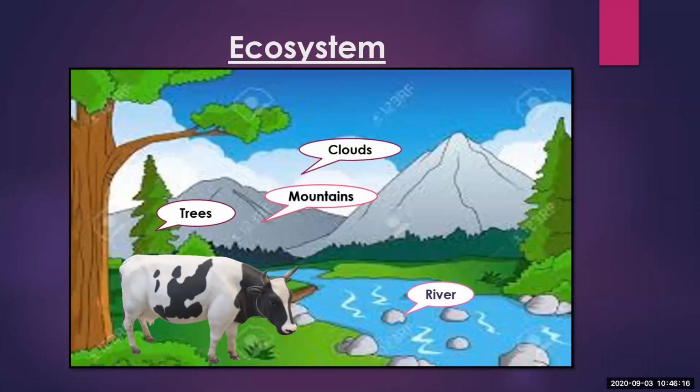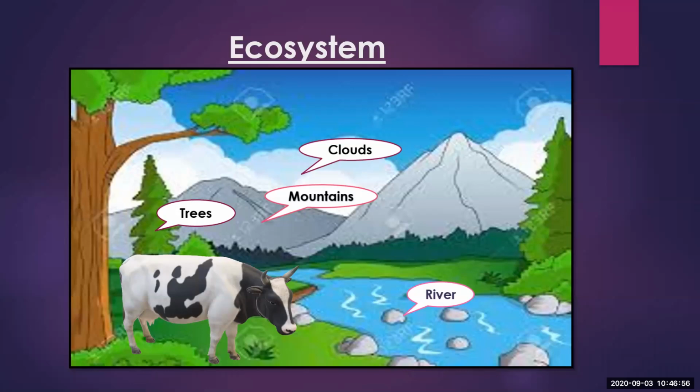plus its environment forms a system, among organisms in a particular given area, and also the interaction with their surroundings. Interaction means continuously they are interacting with the non-living. So like that, in a given area when living things and non-living things interact with each other, it is known as what?